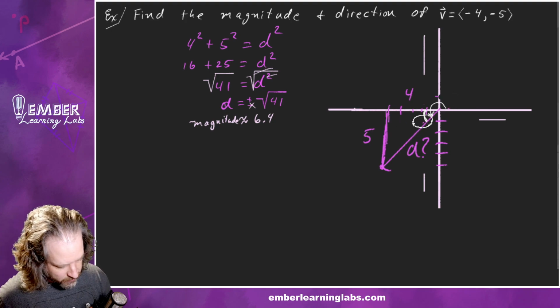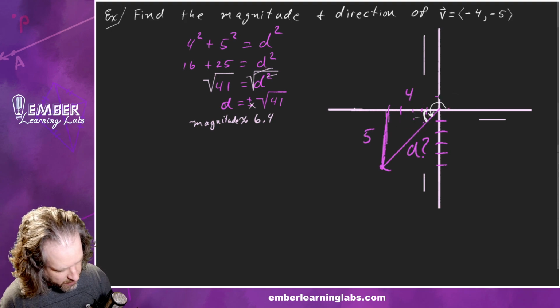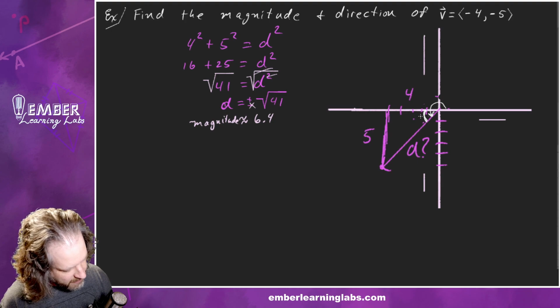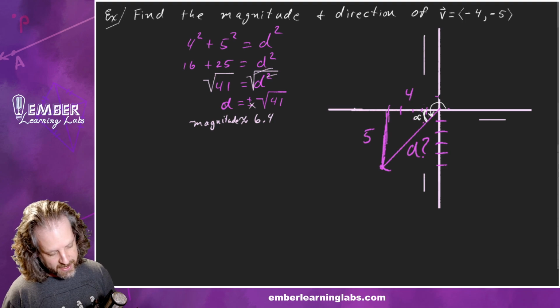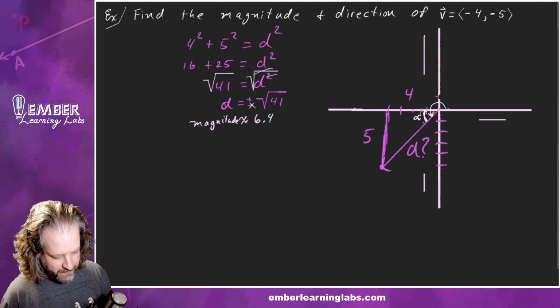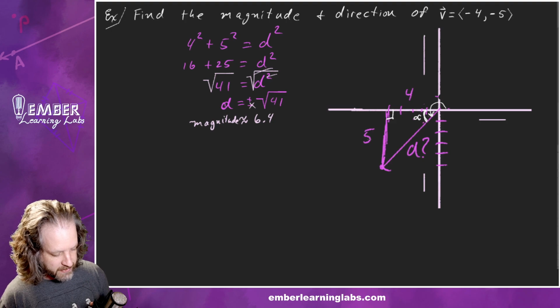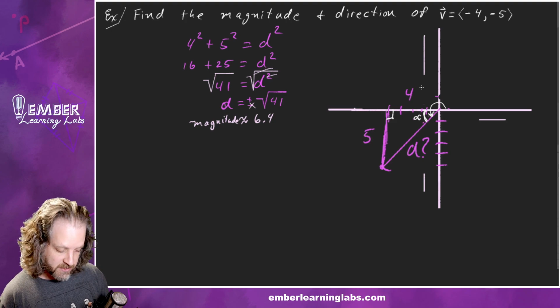To find this little one, we're going to use trigonometry. This theta 2, we'll call alpha. In order to find alpha, we've got the right angle right there, so we've got the opposite and adjacent. So that's tangent.